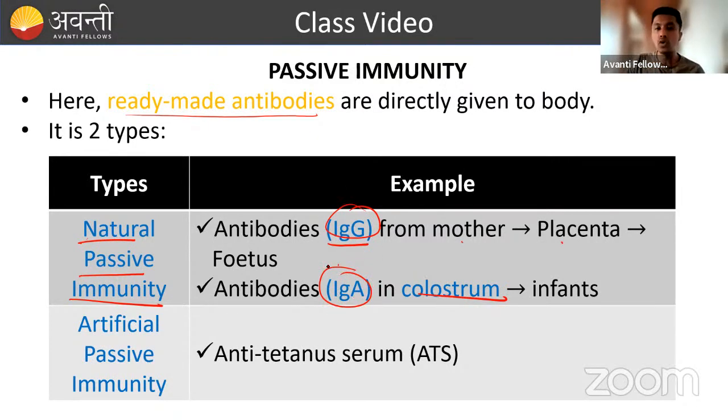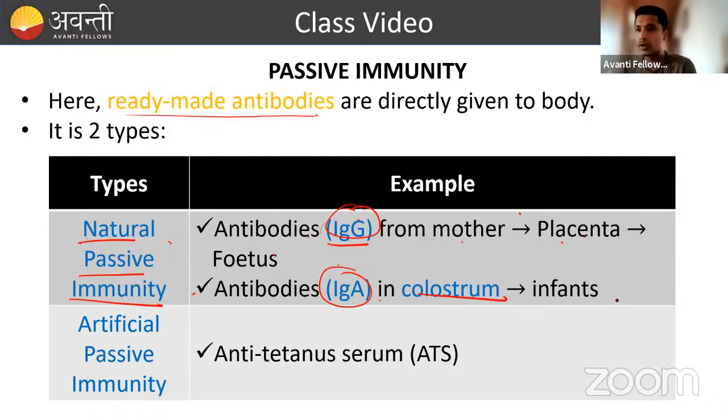So these are the 2 examples for natural passive immunity. One is IgG antibodies, which are produced by the mother. They cross the placental barrier and go to the fetus. The second one is the colostrum, which contains IgA antibodies, which are given to the infants through the milk. Next one, artificial passive immunity.